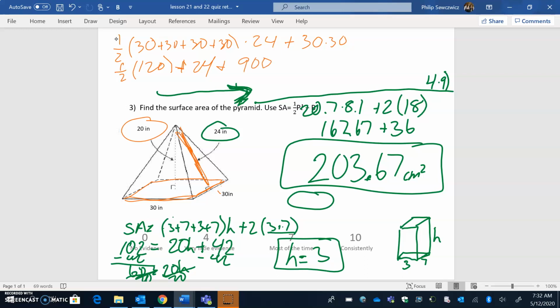So half of 120 is 60. All right. That's 60 plus 24 plus 900. I can take care of that. 60 and 24 is 84. 84 plus 900, 984. Again, it is surface area, so it is inches squared. And there we go. All right.